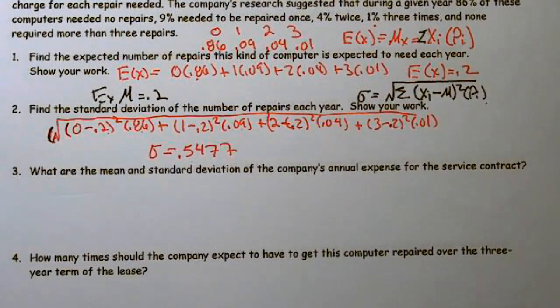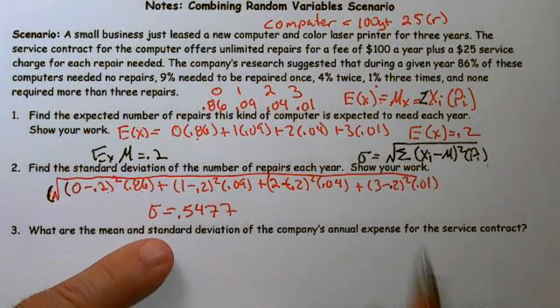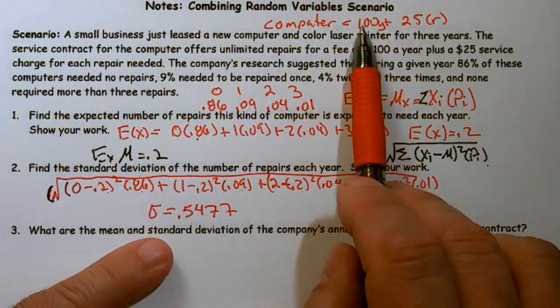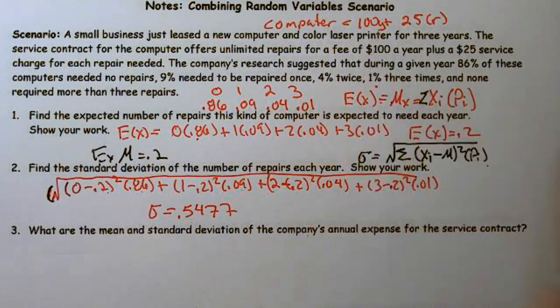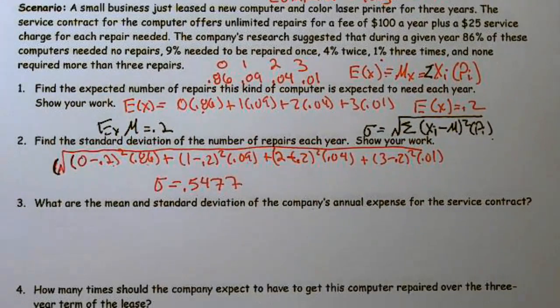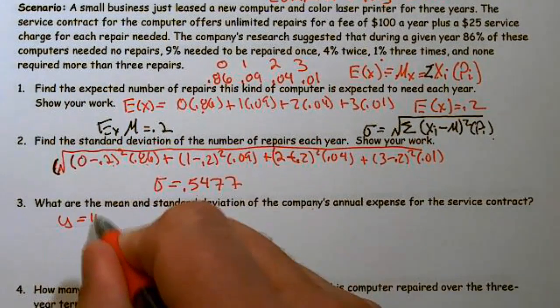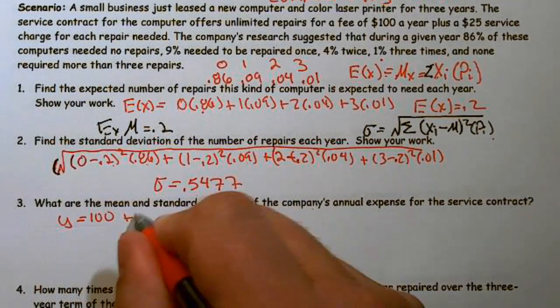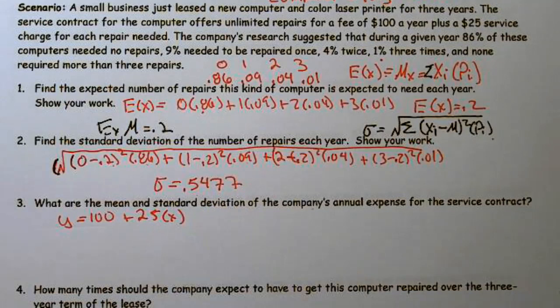So it says, what are the mean and standard deviation of the company's annual expenses for the contract? Well, first off, we had to go back to our original equation, and we said basically we expect the expenses to be $100 a year plus $25 a repair. So our equation basically is y equals 100 plus 25x, where x is the number of repairs.